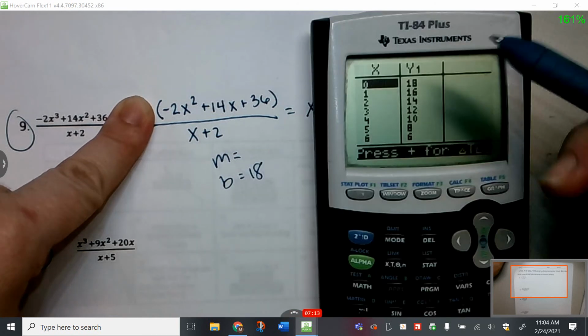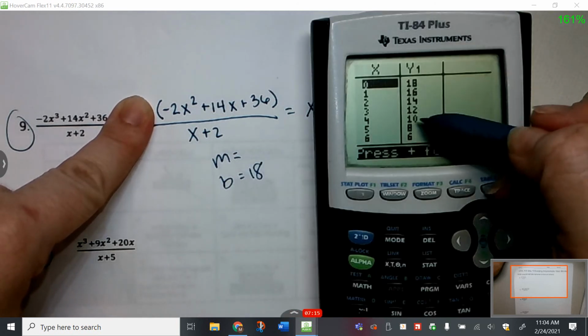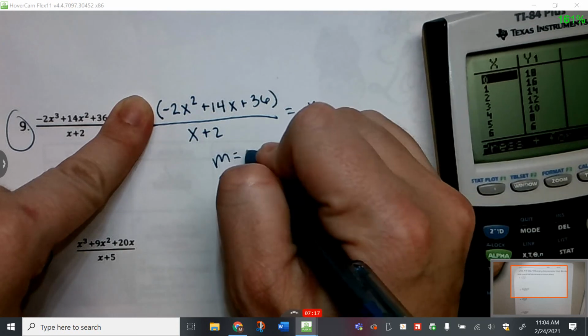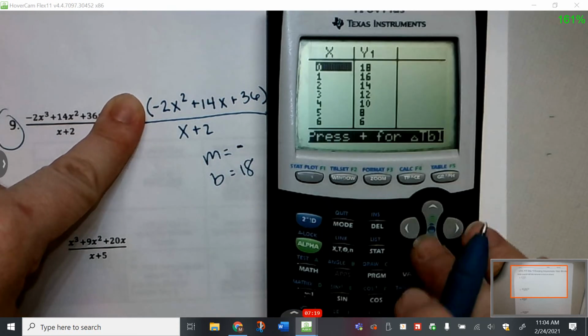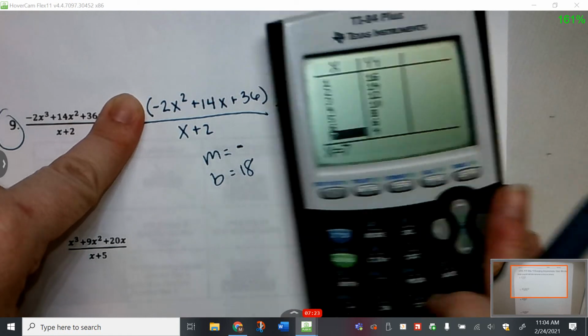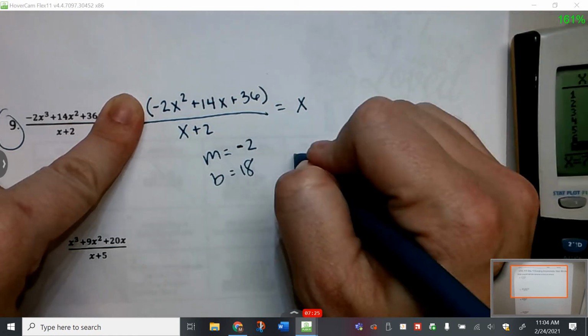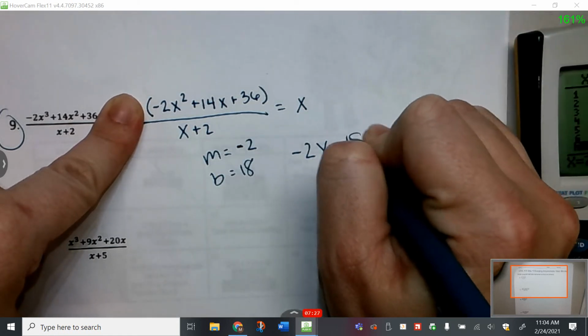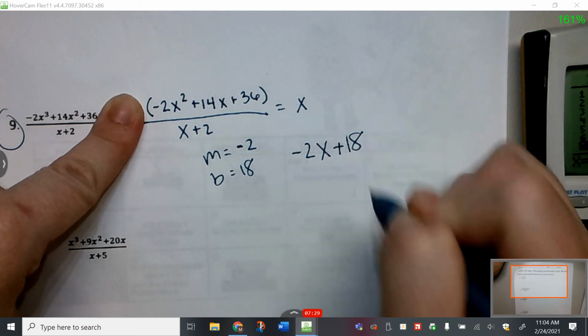And m, it's actually going down. Y'all see how they're getting smaller? So it's going to be a negative slope. And I'm going to go down to my smaller numbers. So 8 minus 2 is 6, minus 2 is 4. So it's actually negative 2x minus 18. Or sorry, plus 18. That's a positive.